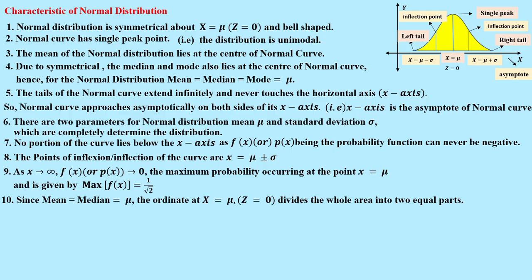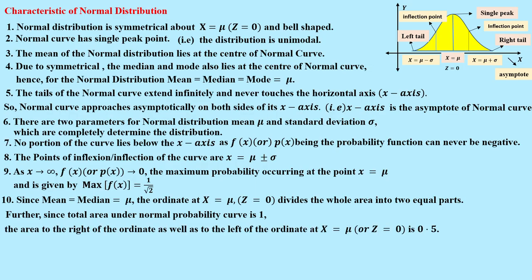Since mean is equal to median is equal to mu, the ordinate at x is equal to mu or z is equal to 0 divides the whole area into two equal parts. Further, since total area under the normal probability curve is 1, the ordinate at x is equal to mu or z is equal to 0 divides it into equal parts. Left side part is 0.5, right side part is 0.5 area. The area to the right of the ordinate as well as to the left of the ordinate at x is equal to mu or z is equal to 0 is 0.5.